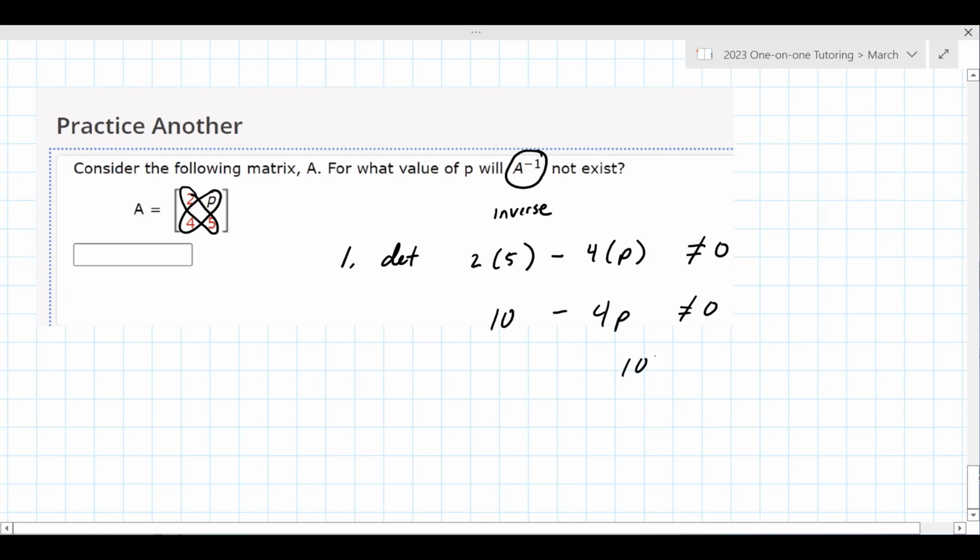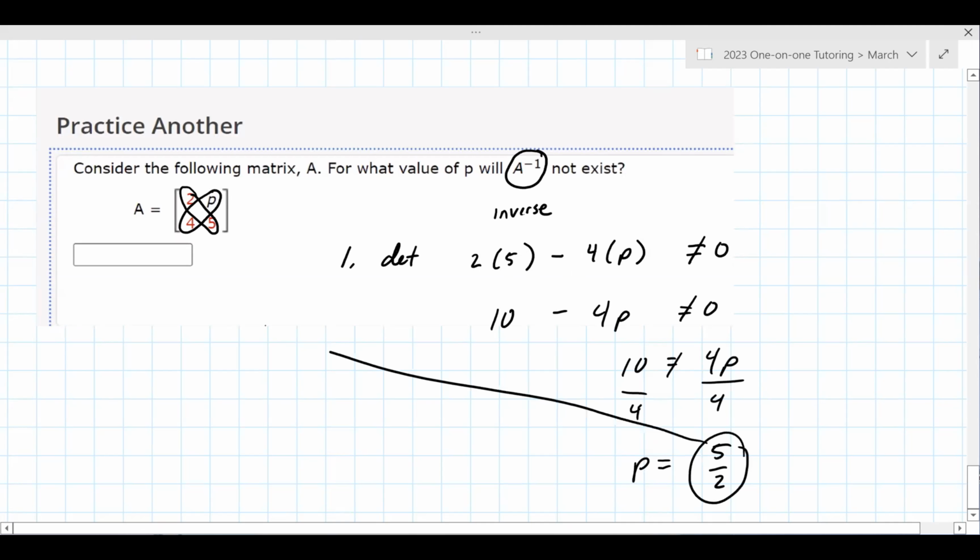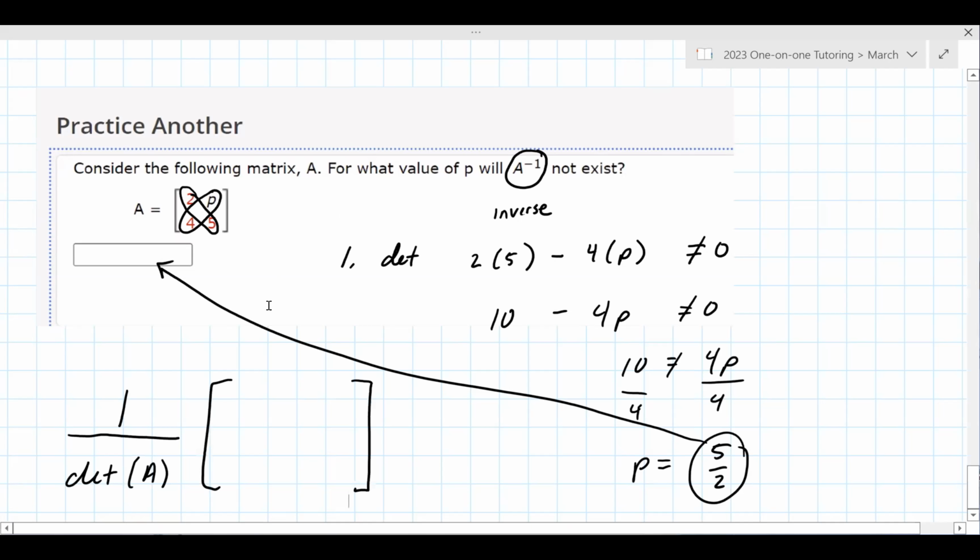However you like to do this, I like to move the variable to the other side, divide by 4. So what is the value of p? P is 5/2. That's what it's looking for there. Basically, that's what it can't be, because then the determinant of the matrix is 0. Now, a little more information here. When you actually find the inverse, you need the determinant of that original matrix. And that's why it does not exist, because you can't divide by 0.